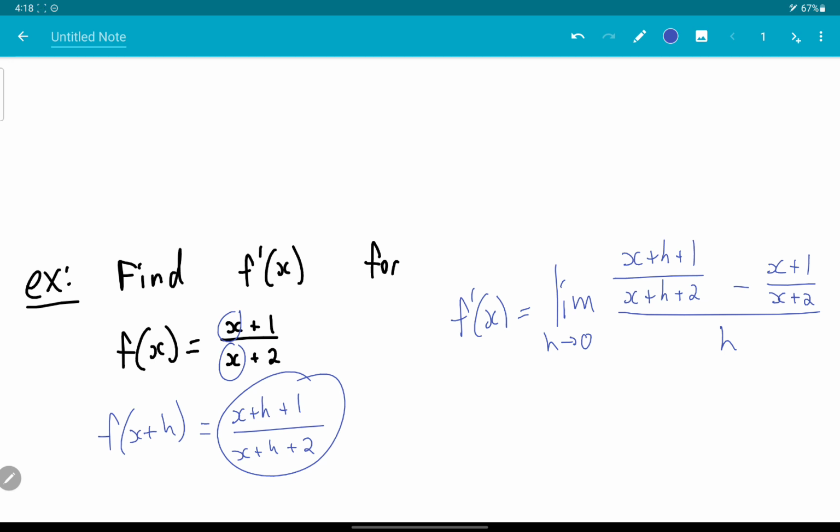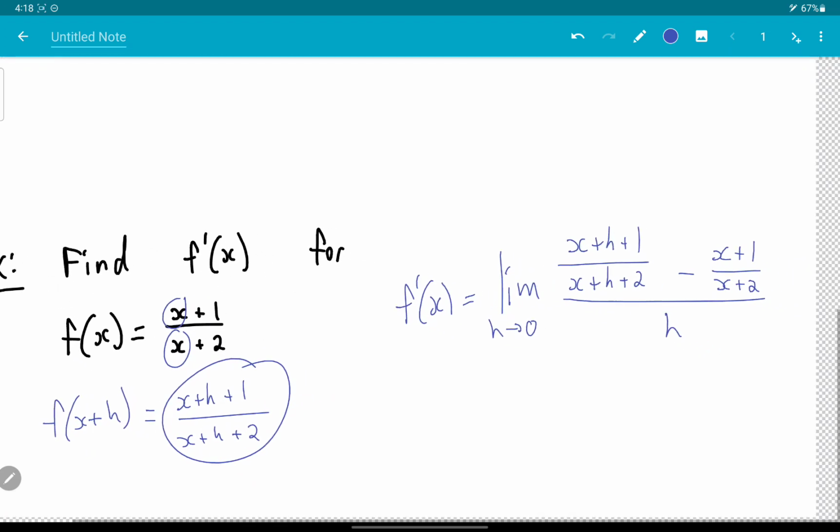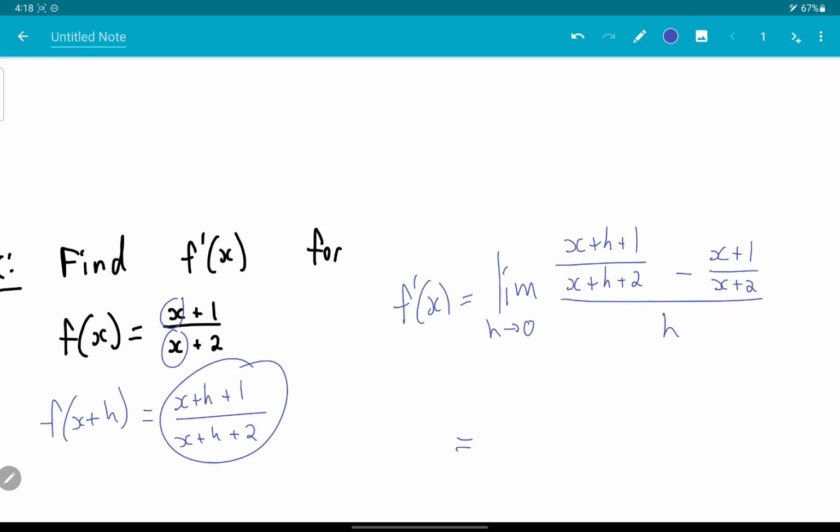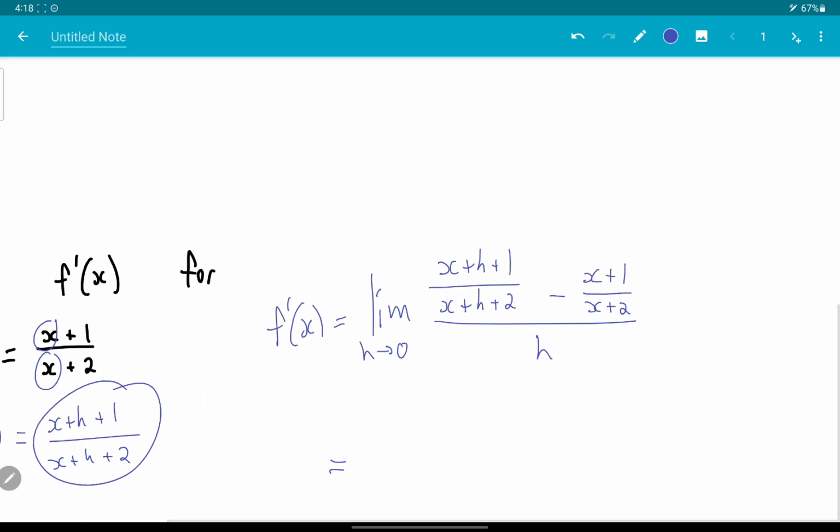And I will try to simplify this expression. Now, how do I do that? Well, I can only see one option. I have to do a common denominator upstairs. I have to do something, because if you check by plugging in h equals 0, you're going to get a limit of the form 0 over 0. So that is a problem that I have to resolve.